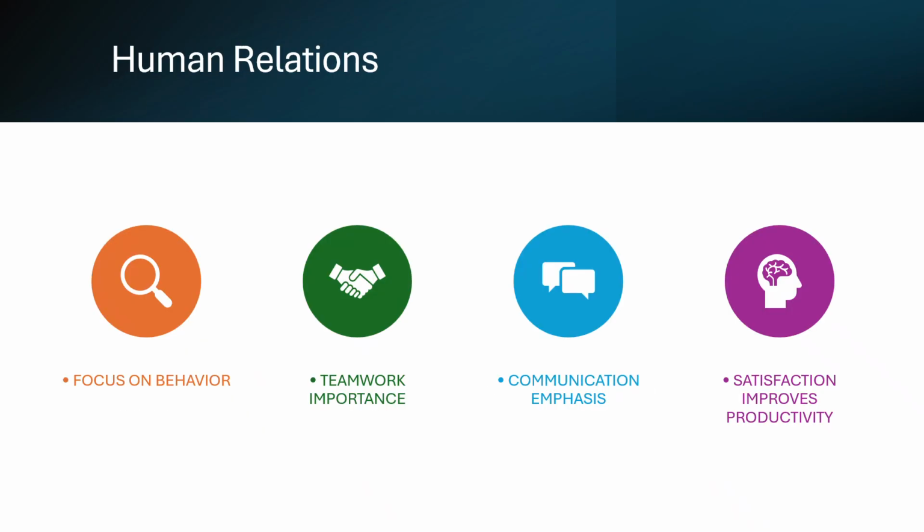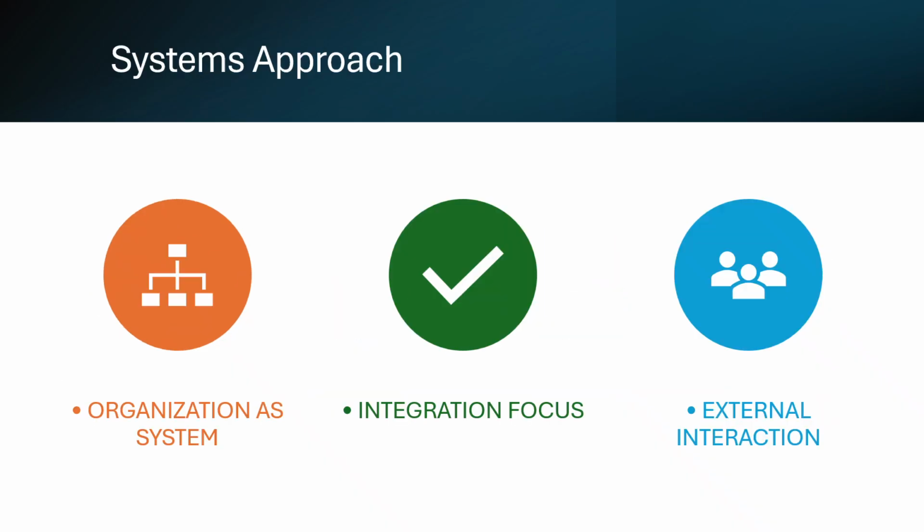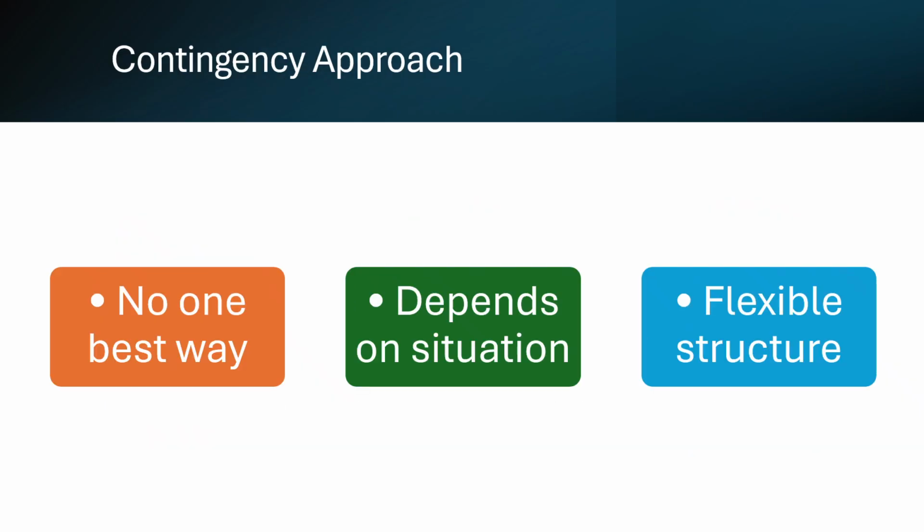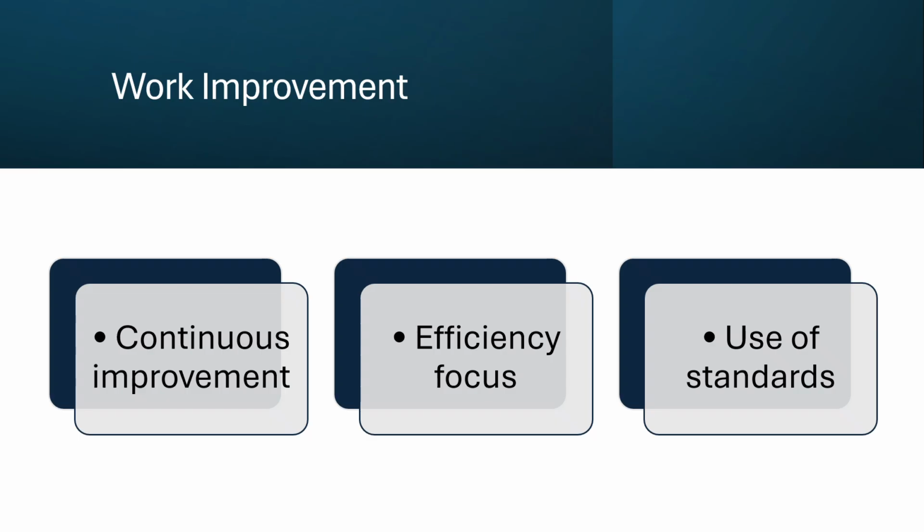There are different approaches to organizing work. The traditional approach emphasizes hierarchy, clear authority, and division of work, making it suitable for stable environments. The scientific management approach, introduced by F.W. Taylor, focuses on efficiency through standardization and the use of techniques like time and motion studies. The human relations approach highlights the importance of employee motivation, teamwork, and communication, recognizing that satisfied employees perform better.